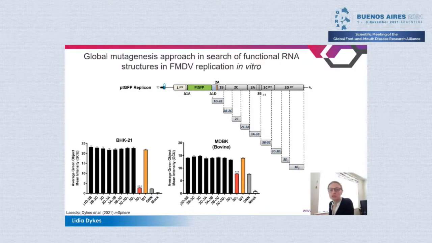Surprisingly, in both cell lines tested, mutation of RNA structure within 8 regions spanning 2A through to most of 3D polymerase had no effect on replication. Contrastingly, mutation of the RNA structure within the region encoding the terminal part of the 3D polymerase, shown here in red, led to abortion of replication with GFP signal comparable to the replicon with an inactive polymerase. This suggests that the genomic region encoding the terminal part of the 3D polymerase contains functional RNA elements.